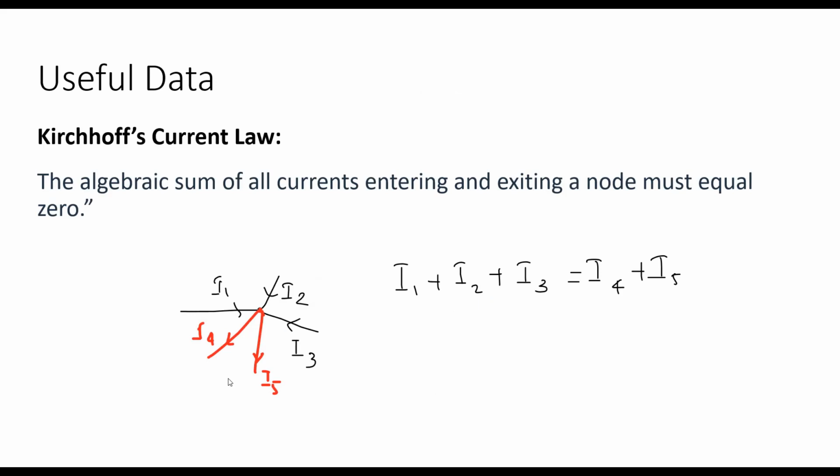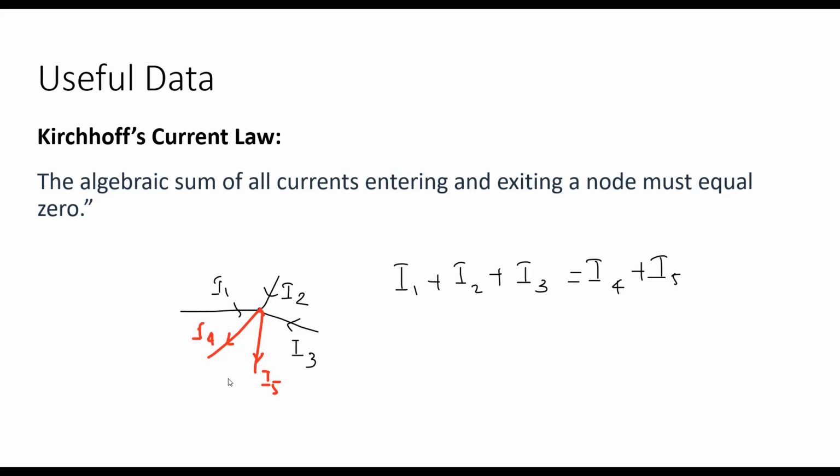Kirchhoff's current law states that the algebraic sum of all the currents entering and exiting a node must be equal to 0. Here we can see that we have 5 branches and there is one node connecting these 5 branches. The currents I1, I2, I3 are entering. The currents I4 and I5 are exiting. The algebraic sum of all these 5 currents is equal to 0. In other words, the currents I1 plus I2 plus I3 is equal to I4 plus I5.